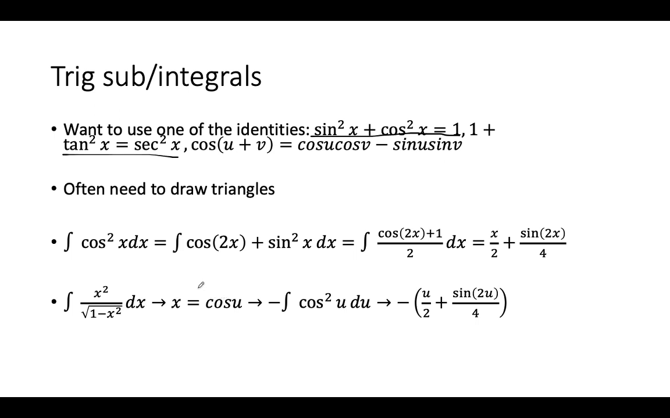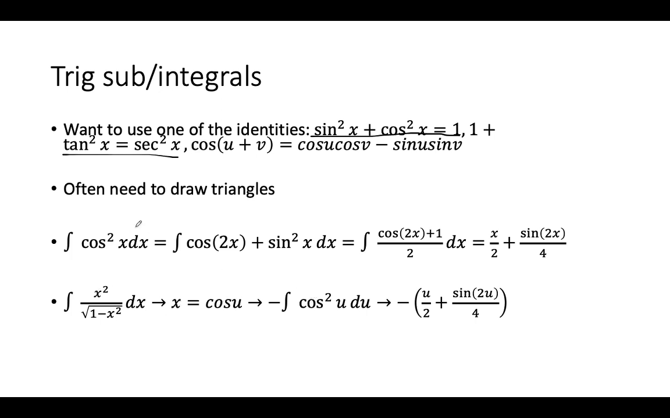Then dx, of course, is minus sine of u du, right? So minus sine of u du, x is cosine u, so you're going to have 1 minus cos squared is sine squared. Square root is just sine. So sine u on the bottom, and then minus sine u on top are going to cancel just to give an overall negative. And of course, x squared now is cosine squared of u.